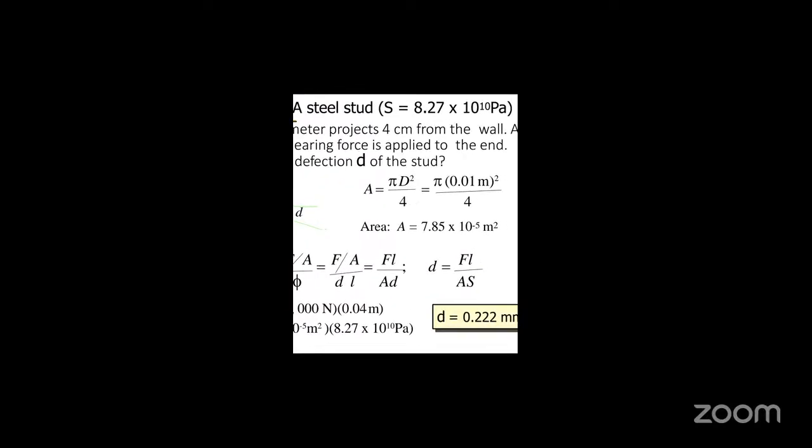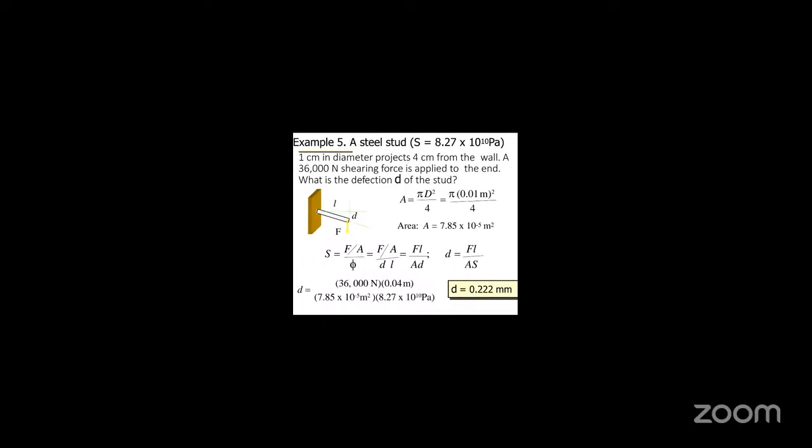So the area is 7.85 times 10 raised to minus 5 meters squared.